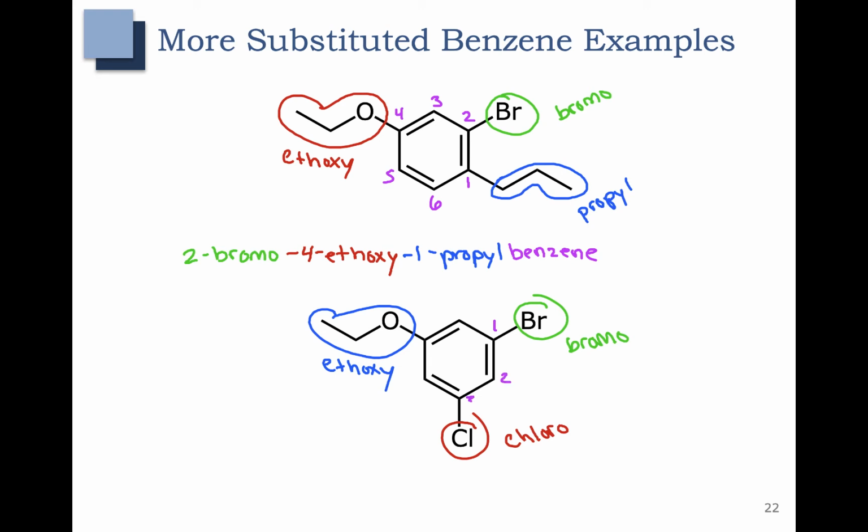And the 3 goes here because C comes next alphabetically. Putting this all together, we have 1-bromo-3-chloro-5-ethoxybenzene.